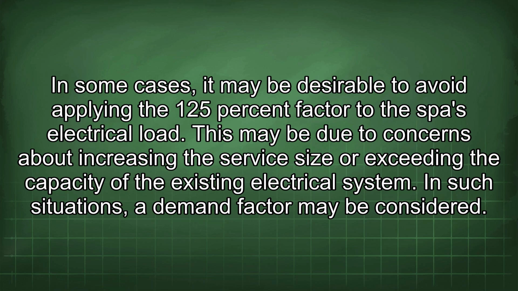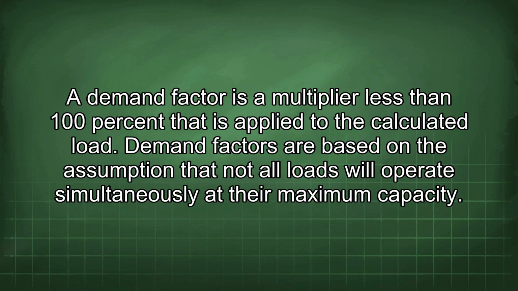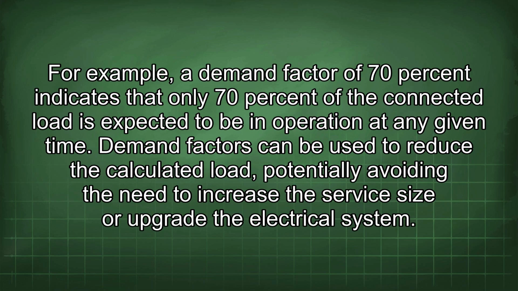In some cases, it may be desirable to avoid applying the 125% factor to the SPO's electrical load. This may be due to concerns about increasing the service size or exceeding the capacity of the existing electrical system. In such situations, a demand factor may be considered. A demand factor is a multiplier less than 100% that is applied to the calculated load. Demand factors are based on the assumption that not all loads will operate simultaneously at their maximum capacity. For example, a demand factor of 70% indicates that only 70% of the connected load is expected to be in operation at any given time.